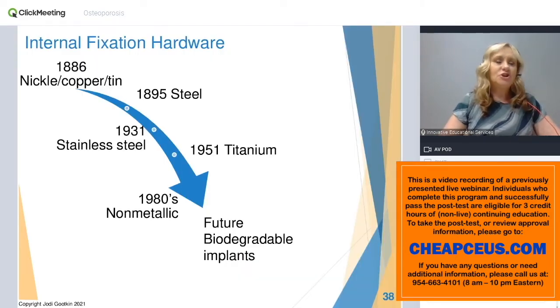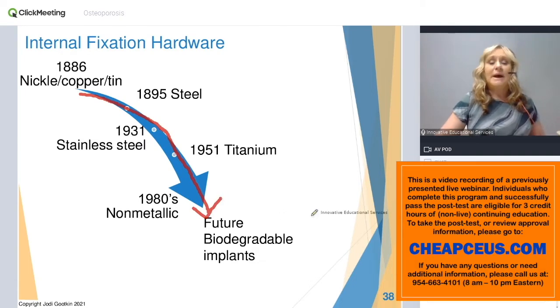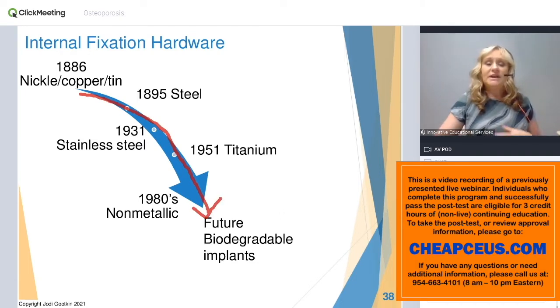The internal fixation hardware that's used to manage osteoporosis has evolved over time to try and combat these challenges to get better fracture stability and bone growth. It's evolved from the 1800s with nickel and copper to steel in the late 1800s, stainless steel in the 1900s, titanium in the mid-1900s, non-metallic, and now we are currently looking at more biodegradable types of implants that are osteogenic in nature.